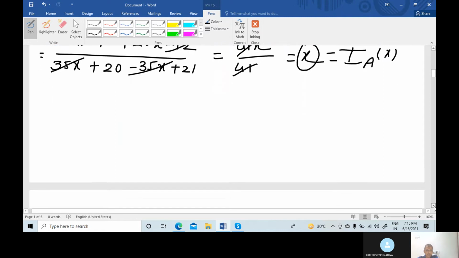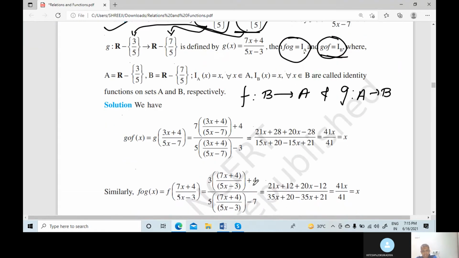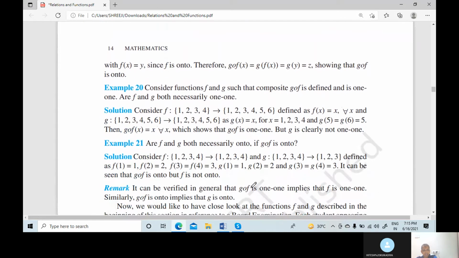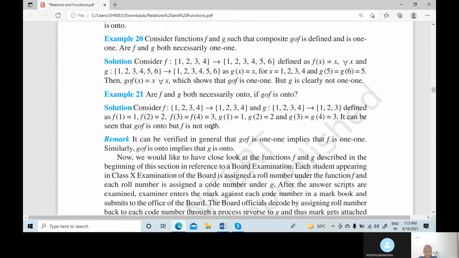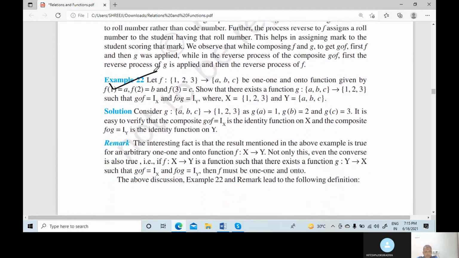Okay, now we continue. Which example do we discuss? Example 17 is completed. Now 18, 19 and 20 we discuss, and 21 we discuss after the next one. But now here we discuss example number 22. Now we continue the discussion about example number 22.